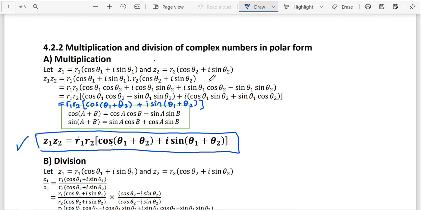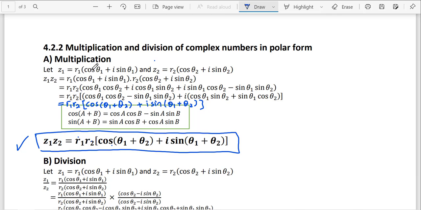Okay, this is the proof to show how to get this formula. Actually, we use this formula for multiplication. Sometimes they might ask you to prove the formula. So you need to use the two polar forms for two different complex numbers in general form. If you multiply them together, you get this.